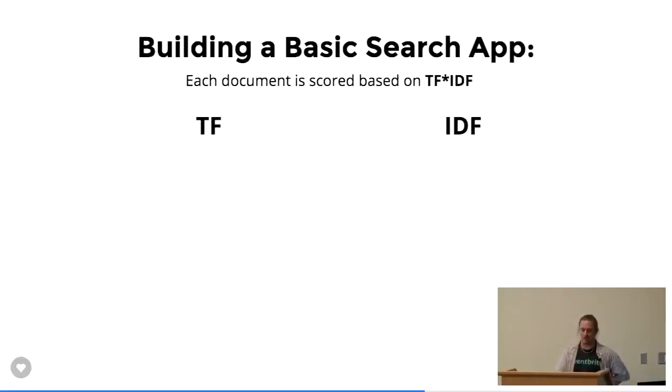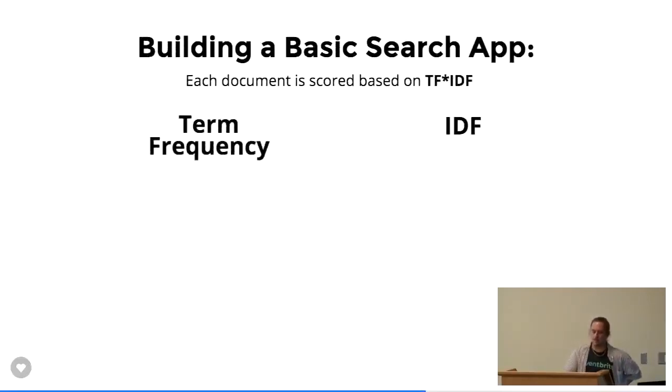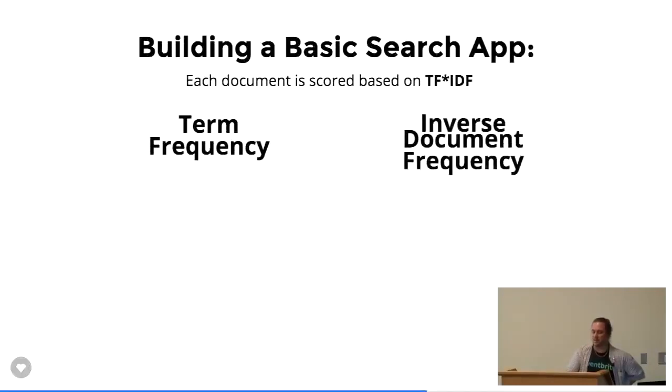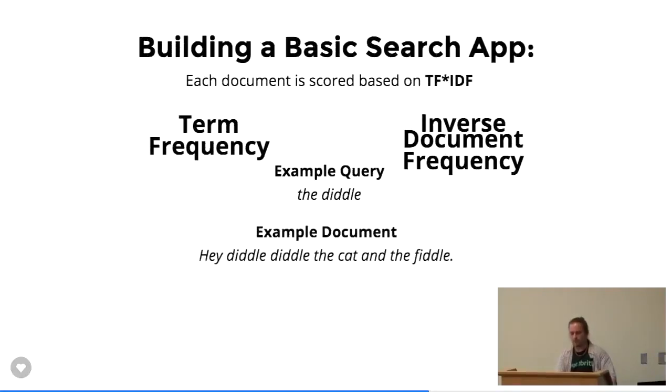First off, TF just means term frequency, and I'll get into that. And IDF means inverse document frequency. Rather than giving you the Webster's definition, the best way of explaining this is through an example. Let's say a user comes to your website and makes a search for "the diddle." Now that seems odd until you realize that one of the matching documents in your index is "Hey Diddle Diddle, the cat in the fiddle." That's actually a pretty good match for it.